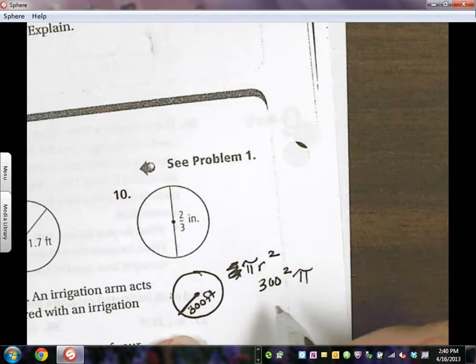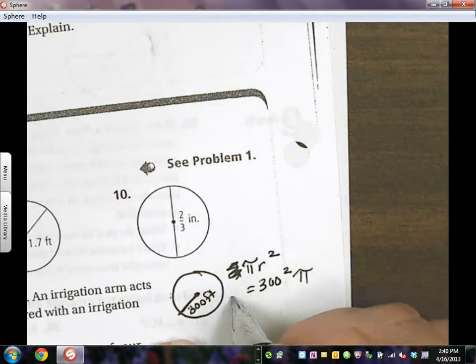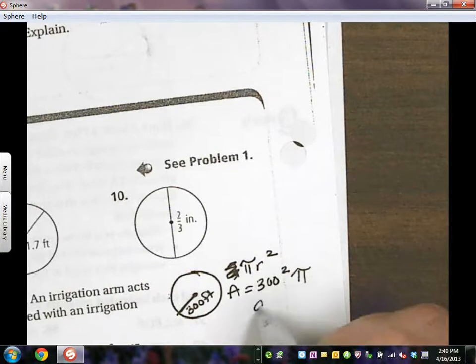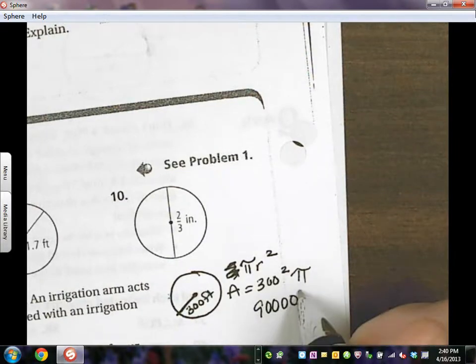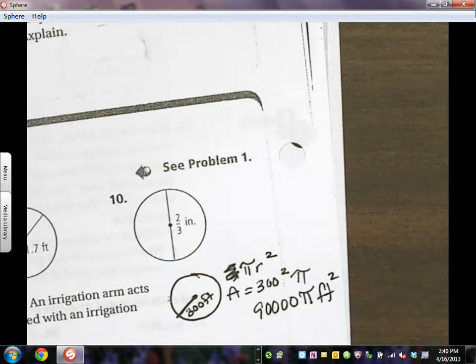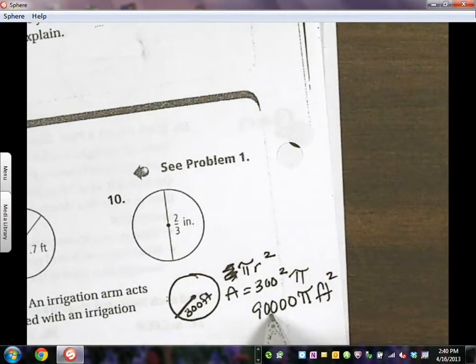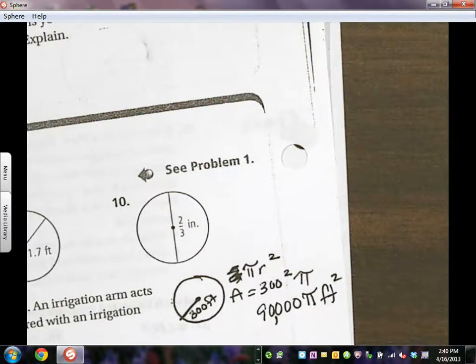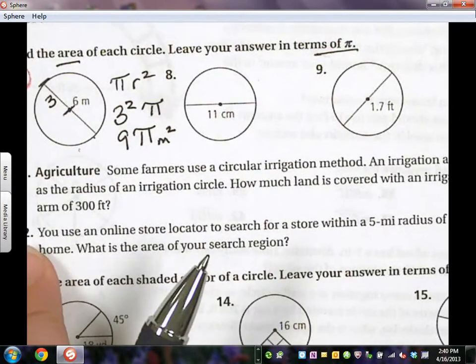300 feet squared pi is going to give me the area. So what is 300 squared? It is 90,000 pi, and it's feet squared. That's a huge amount that long arm is covering. Okay? I want you to try 12 all on your own.